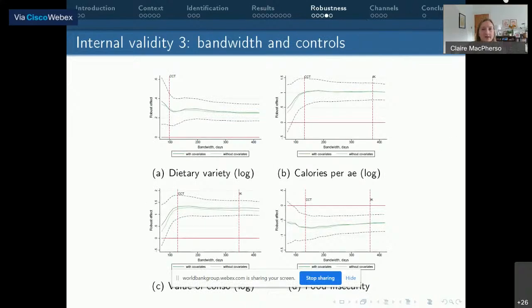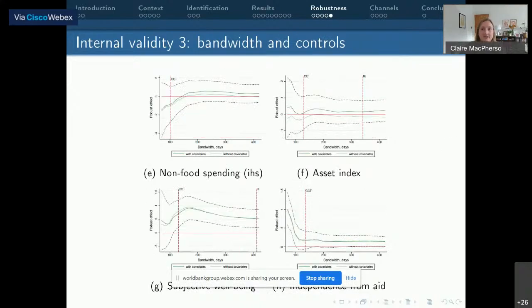Thirdly, we also show that our main conclusions are robust to the selection of bandwidth around the cutoff date, i.e. the number of days of observations that we include in our regressions around that cutoff date of the 14th of May. Overall, our results seem to be quite robust, especially for the outcomes related to nutrition, although less so related to the non-food spending and asset indicators.